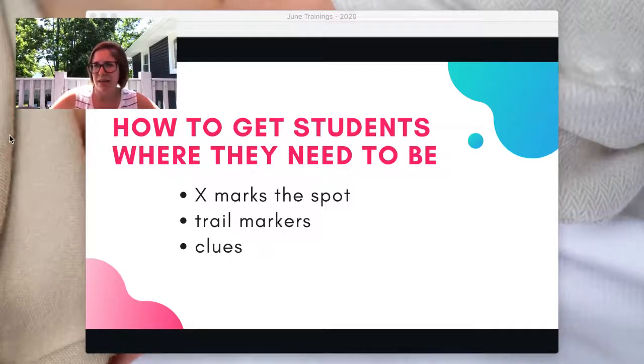So now I framed my activity. And this is the point where, if you have kids that are ready to go, maybe that's all you give them and you ask them to figure it out. If you have students that need more help, then you're going to do more than that.